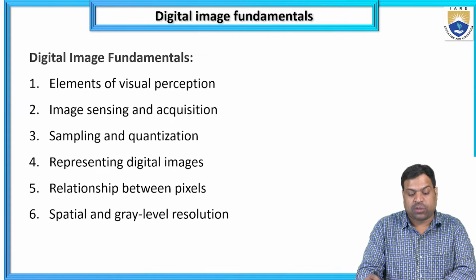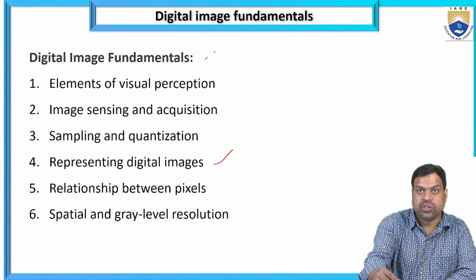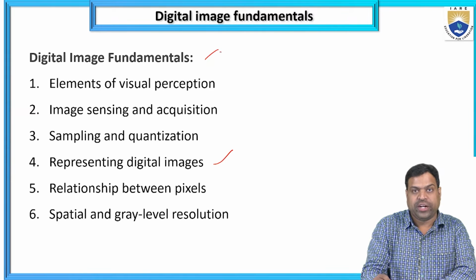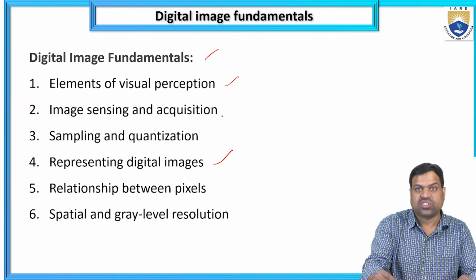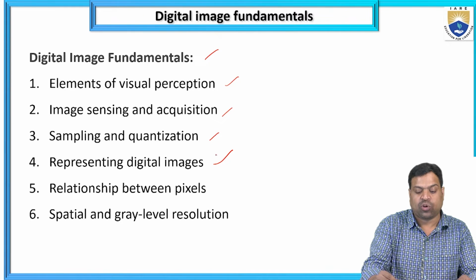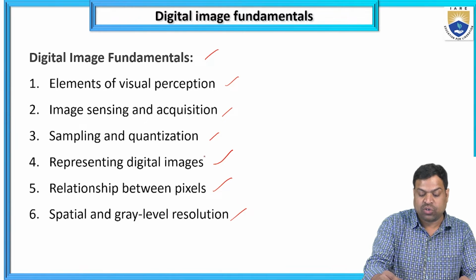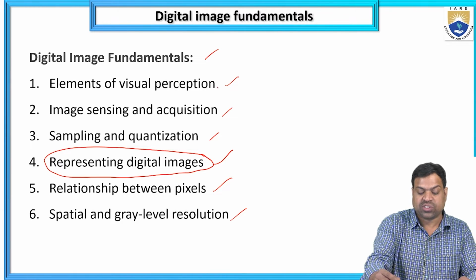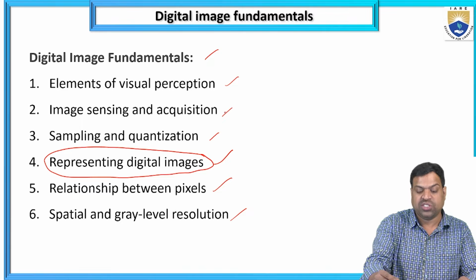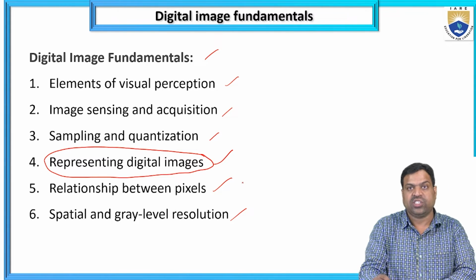The representing digital images topic is under digital image fundamentals. There are many image fundamentals: elements of visual perception, image sensing and acquisition, sampling and quantization, representing digital images, relationship between pixels, spatial and gray level resolution. Today we are discussing representing digital images. Already we discussed in the previous classes elements of visual perception, image sensing, sampling and quantization.